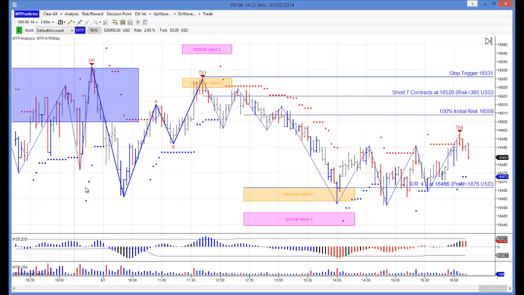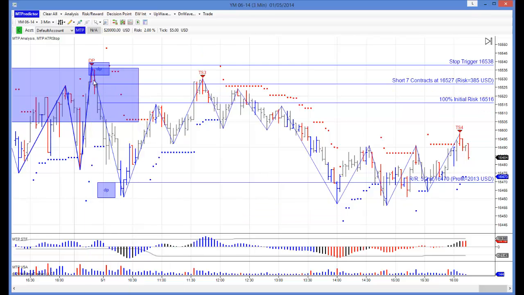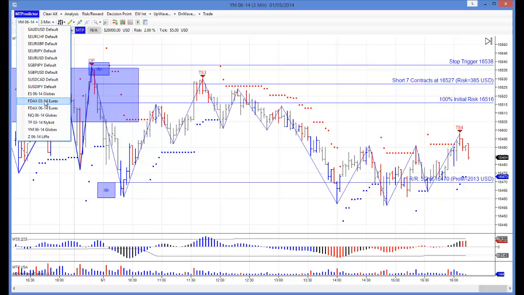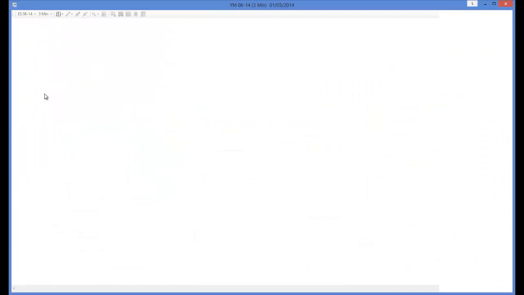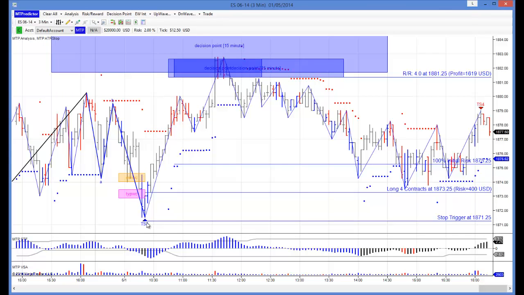So let's see how yesterday would have unfolded if you were an experienced and more aggressive MTPredictor customer. Well, because the YM was at 15-minute resistance, you would have probably taken this first setup. You would have been short from the pivot high there into that low there for 5R profit. You'd have then come over to the ES. As we've already seen, you'd have had a lovely long trade on the ES from that low up into the DP target there for a nice 4R profit.